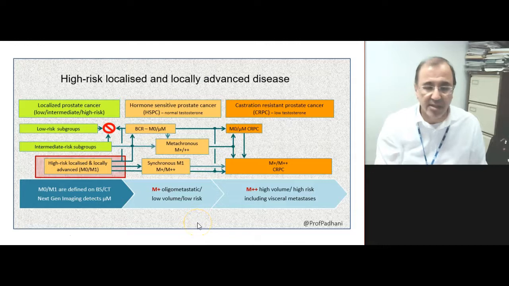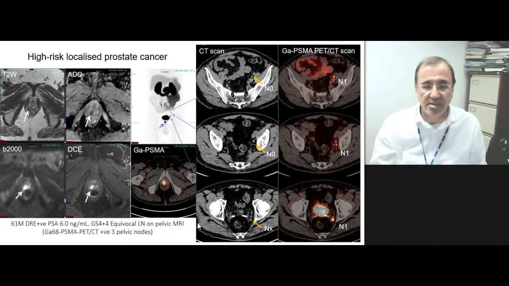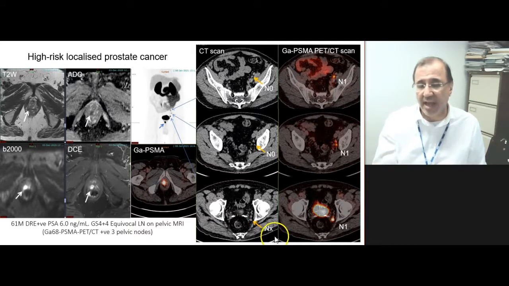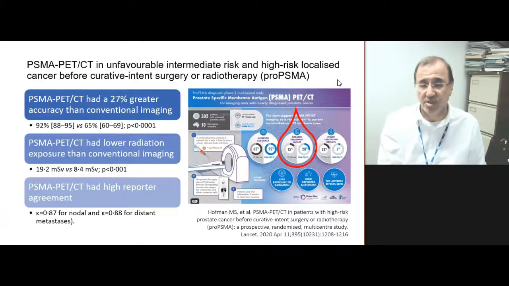Next, let's look at high-risk localized and high-risk locally advanced disease. Here's a man with a small right apical tumor that is high risk because of the high Gleason score. You can see that he was NX because he had a borderline lymph node in the left pelvic side wall which was PSMA positive, and in fact there were two other lymph nodes that were PSMA positive.